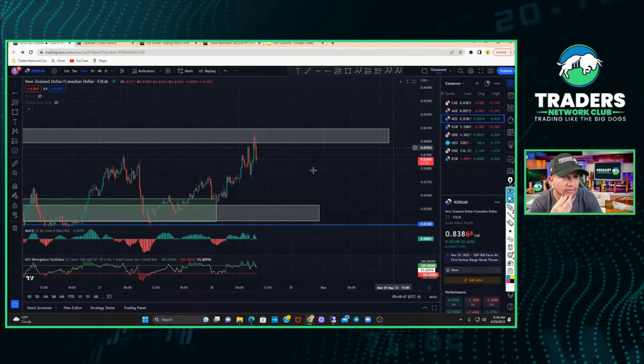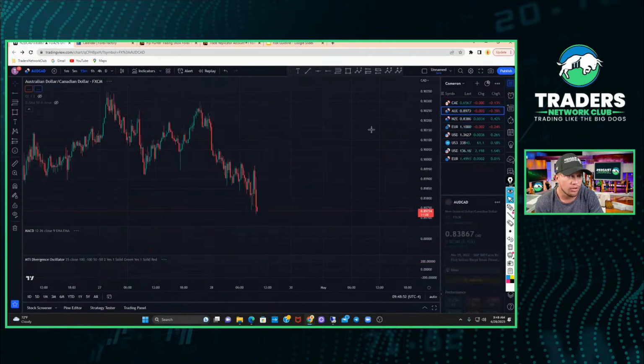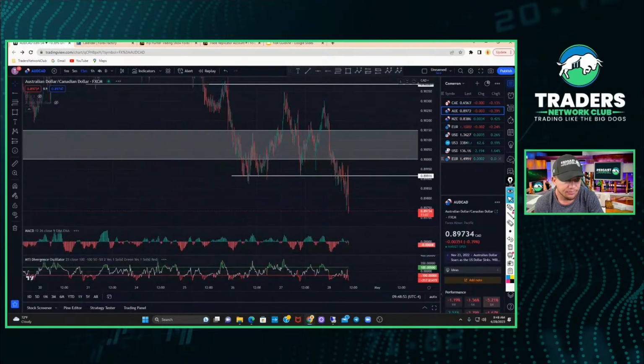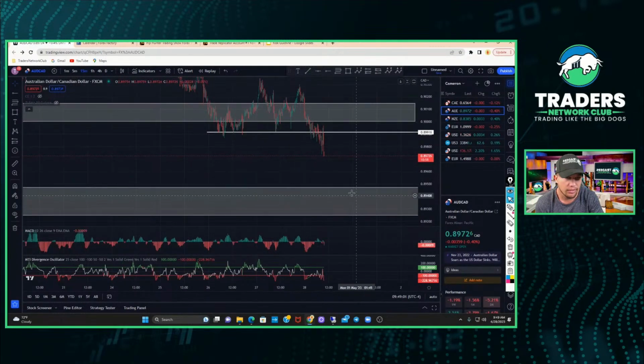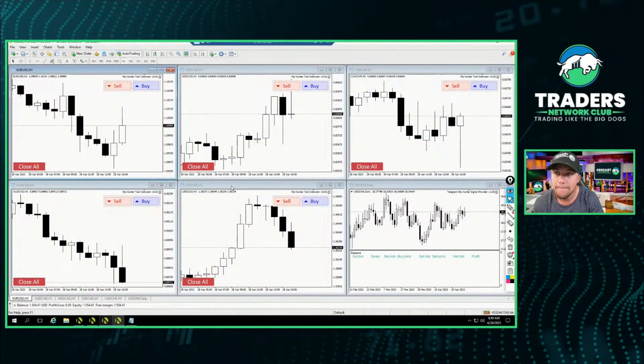So I'm going to say I'm looking to go ahead and sell price back to support here. And looking at the Aussie CAD, we are expecting just bearish moves all the way down here to this key level of demand right here. So I'm pretty bearish on these pairs trading against the Canadian dollar. We're going to go ahead and jump in the market, and I'm going to go ahead and sell both these pairs.